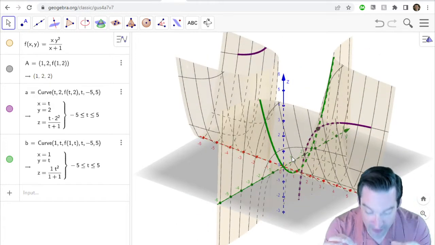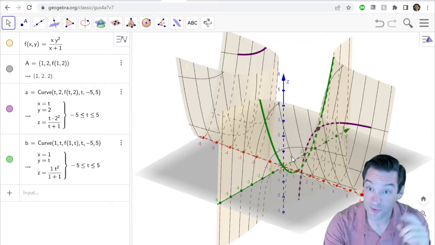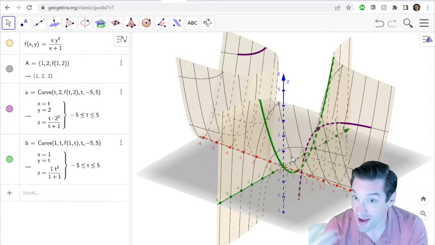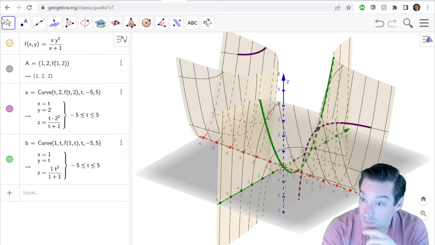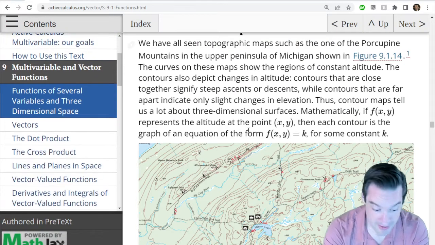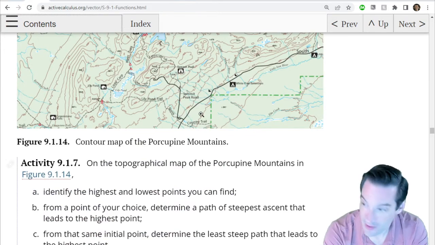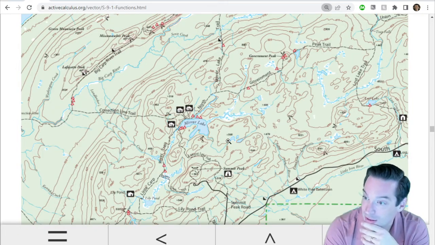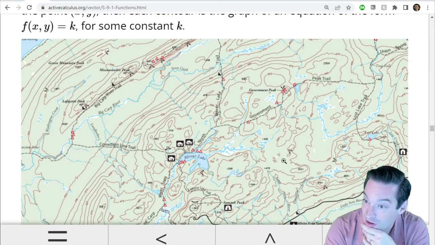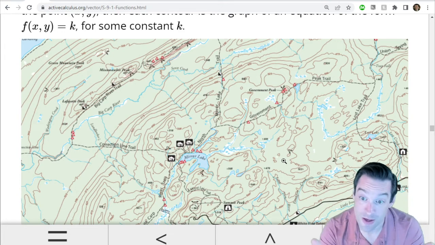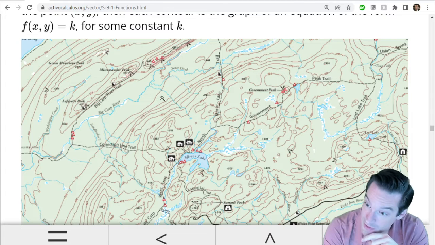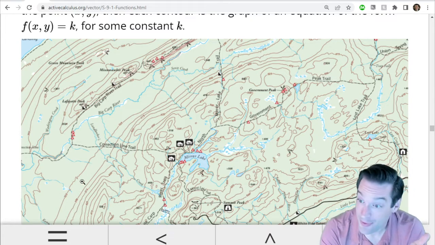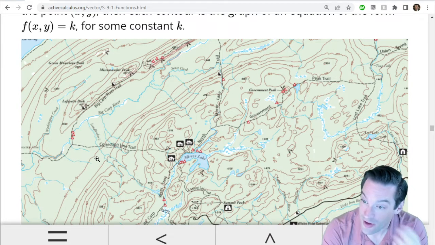But usually having a three-dimensional manipulative like this one is not always what we have to understand a multivariable function. Very often what we start with is something that looks more like this. Right? If I want to know how the altitude in a national park varies as a function of latitude and longitude, very often what we have is a map that looks like this, in which there are little contours drawn on the map that show me where are the areas of equal height.